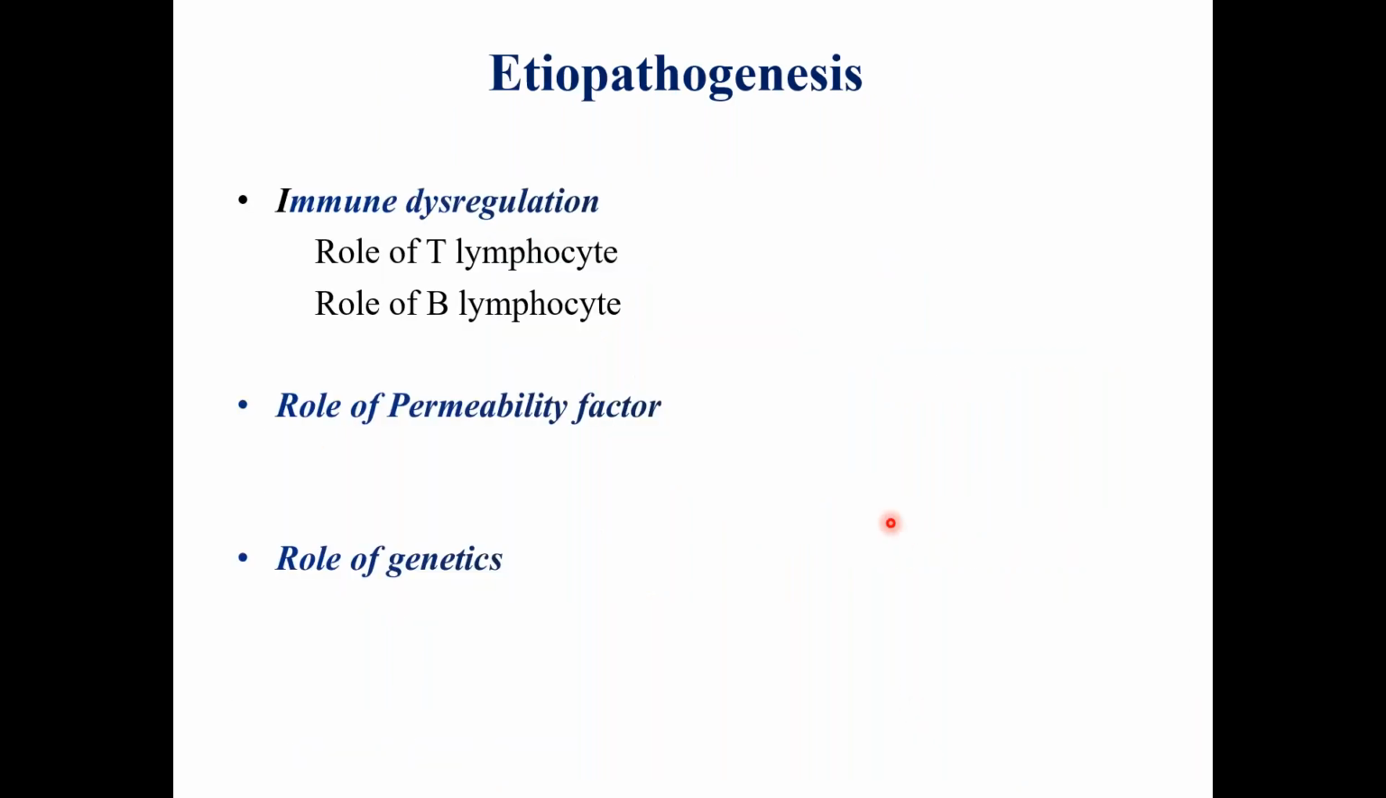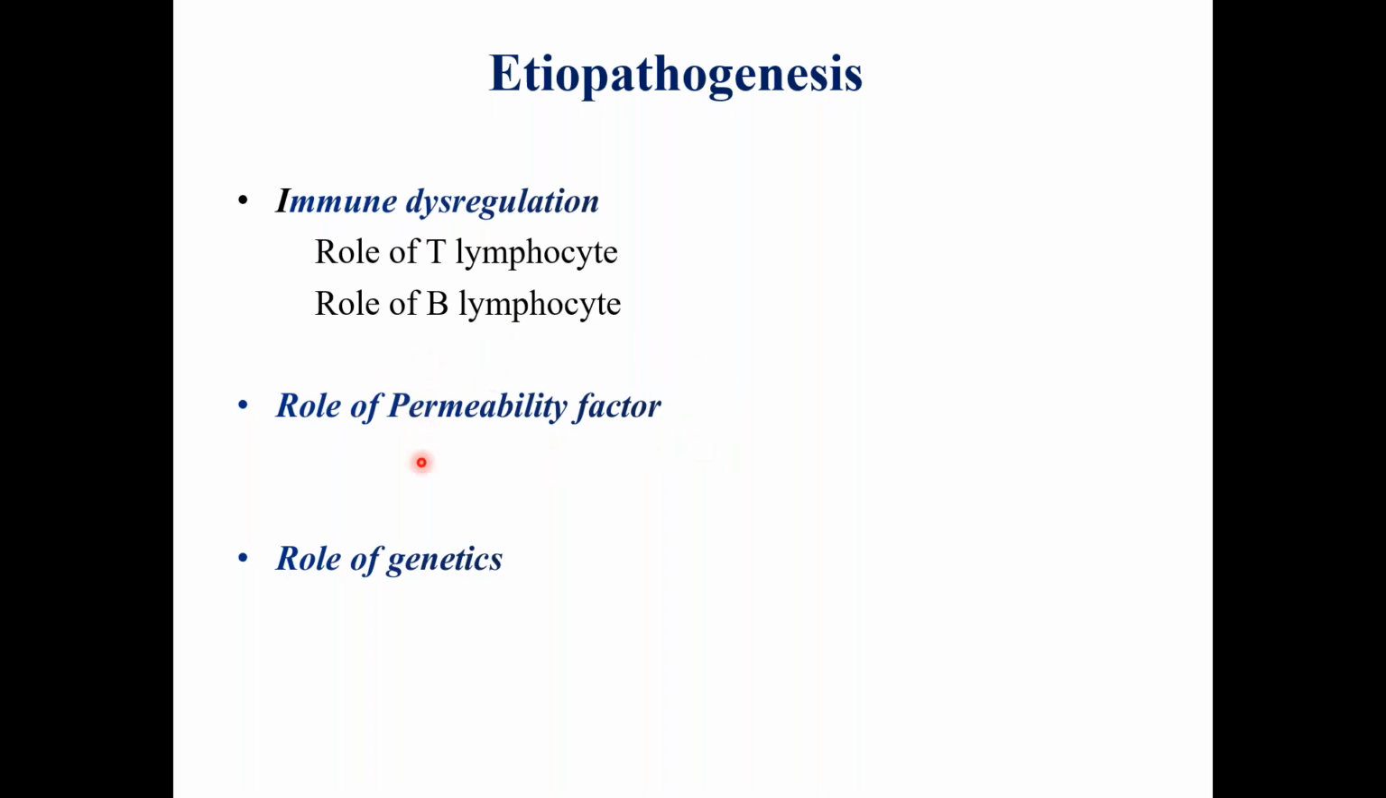Now, if you look at the etiopathogenesis, nephrotic syndrome appears to be a disease of immune dysregulation. And there is a role of both an abnormality of T lymphocytes as well as B lymphocytes. I'll be talking about these abnormalities in later slides. And there also appears to be a role of a glomerular permeability factor.